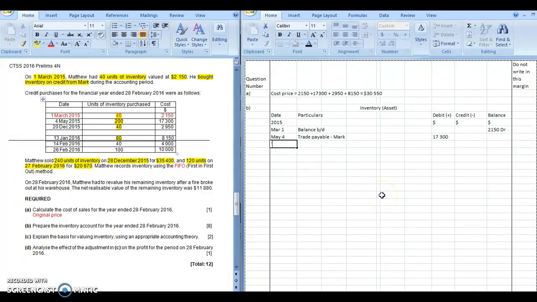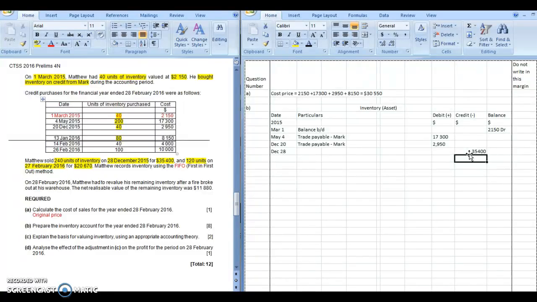Simple enough. Then we have another December 20th. Okay, same. And we're going to add the next 2950. Okay, now the next thing is we're going to go down to the selling date on the 28th of December. Here is the date where you sell the inventory. So definitely your particulars is not going to be trade payable. Okay, let's settle the easier one, the money, which is it will be minus on the credit side because inventory goes down when you sell it away. So you're gonna write 35,400.